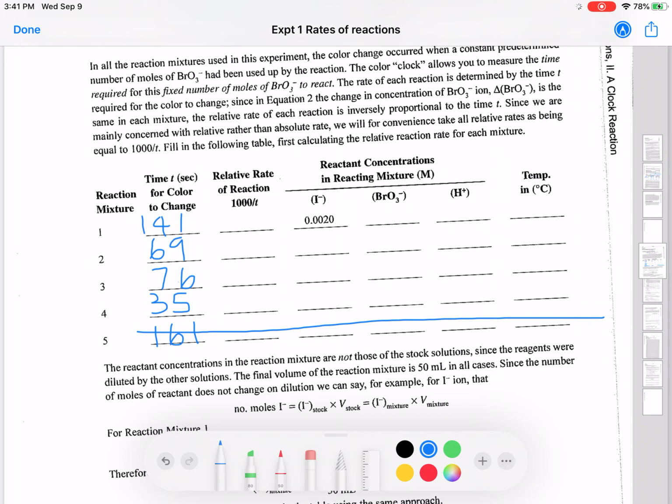Now the rate is proportional to the time. So for that, in order to put it into use, we're going to use the relative rate of the reaction as 1000 over time it takes. So 1000 over 141. So do these calculations yourself, because I might do something wrong. So you want to find out if I have done any mistake, and you need to do the correct calculations.